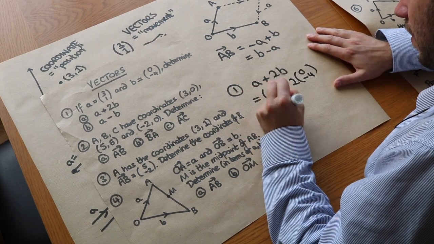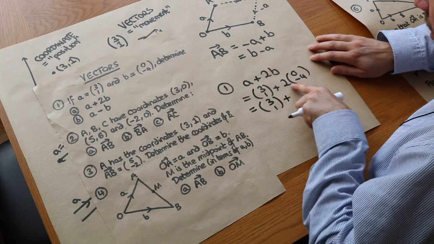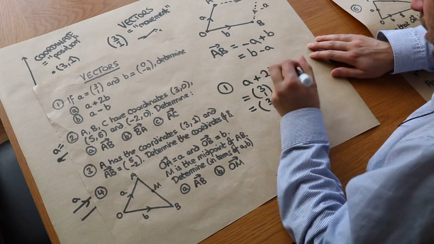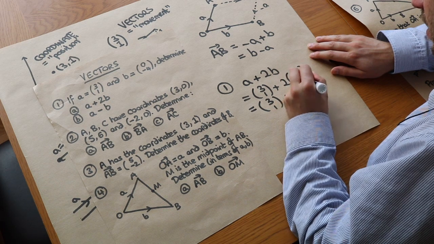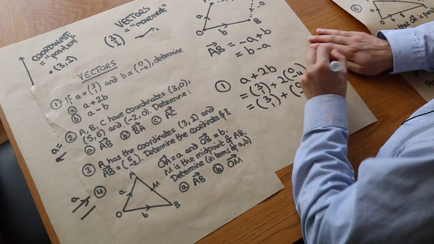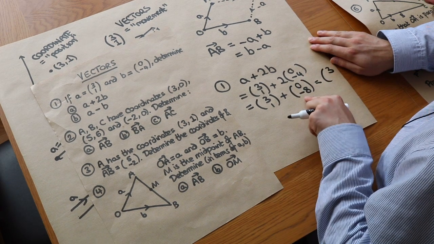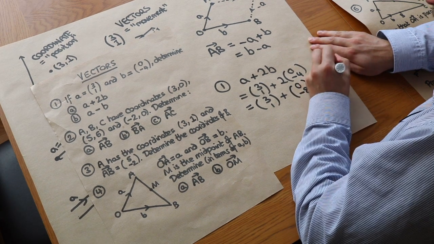Now remember, when we scale a vector using a scalar, we just times the top and bottom by the 2. So that's going to be 0 times 2, which is 0. Minus 4 times 2 is minus 8. And then we just add the numbers. 3 plus 0 is 3. 1 minus 8 is minus 7.